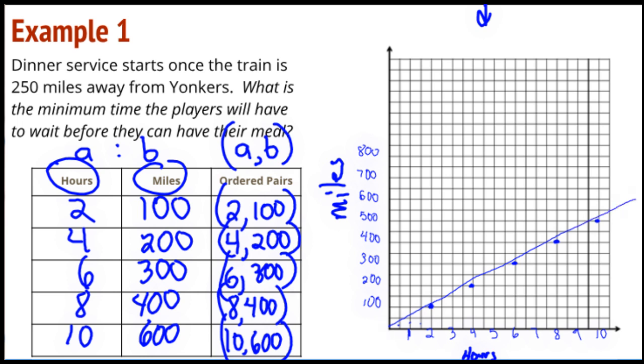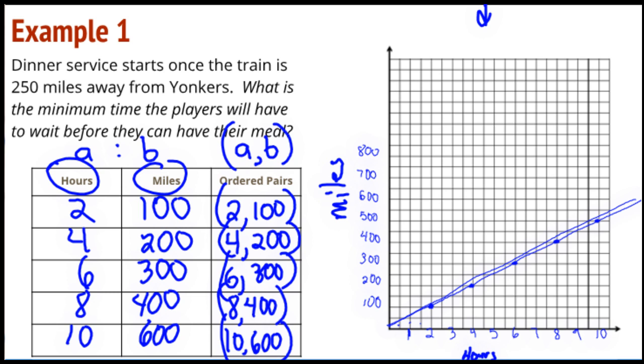And of course, if my pen were a little bit better calculated, my line would look a little bit better. So now let's see if we can figure out where 250 is. See if I can fix my line so it's just a little bit more useful to me. There we go. That looks a little better. So where is 250 miles?